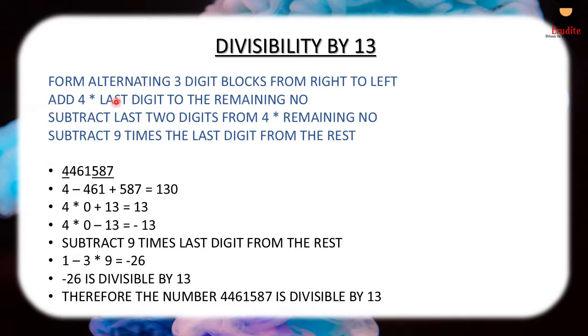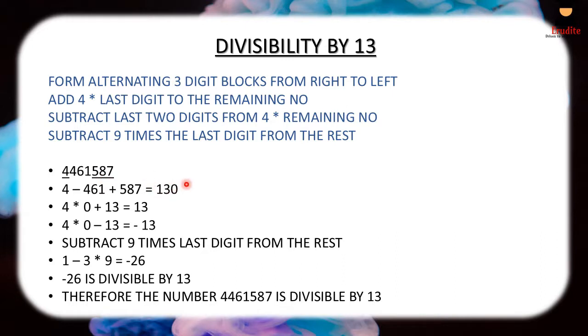The next step says add 4 into the last digit to the remaining number. But before that, we need to find the alternating sum of these blocks. So 4 minus 461 plus 587 comes out to be 130. Just make a note that after the first step, before the second step, you need to first find the alternating sum. That means once you take a plus, once you take a minus. You have to start from subtraction. So 4 minus 461 plus 587, you get 130.